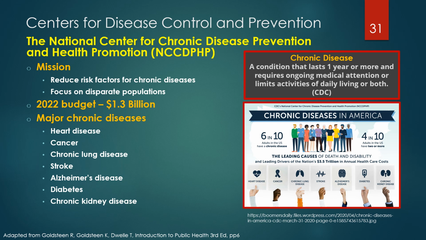Major chronic diseases associated with morbidity and mortality in the United States include heart disease, cancer, chronic lung disease, stroke, Alzheimer's disease, diabetes, and chronic kidney disease. These chronic diseases result in approximately $3.5 trillion in annual healthcare costs. 6 in 10 adults in the United States have one chronic disease, and 4 in 10 have 2 or more.